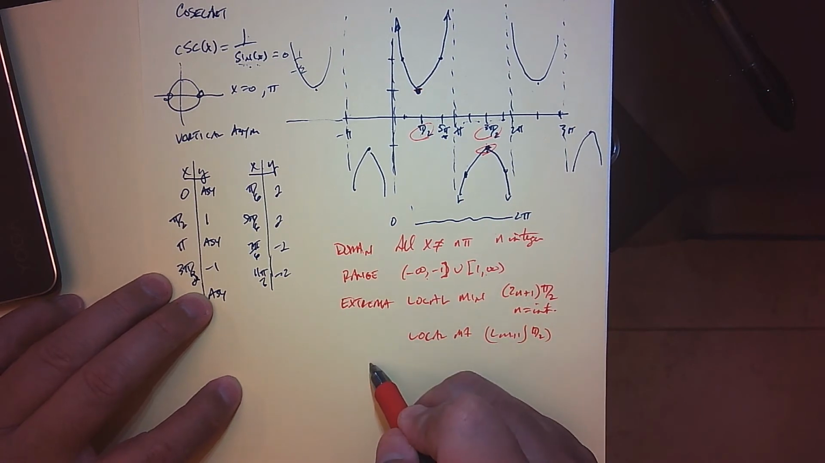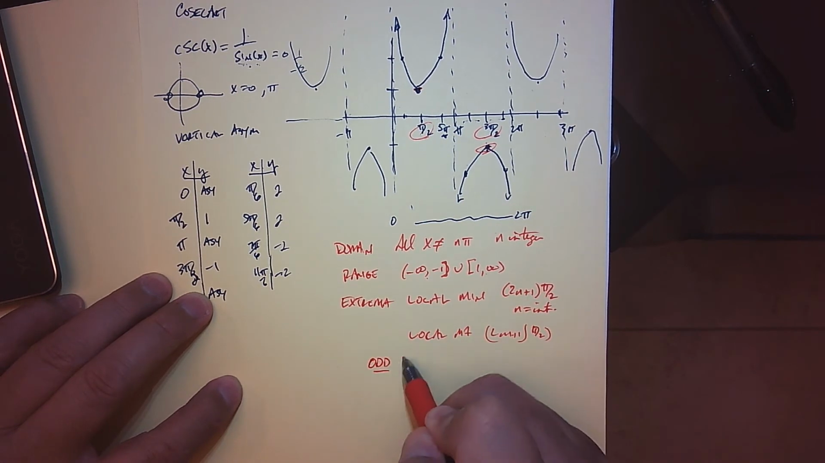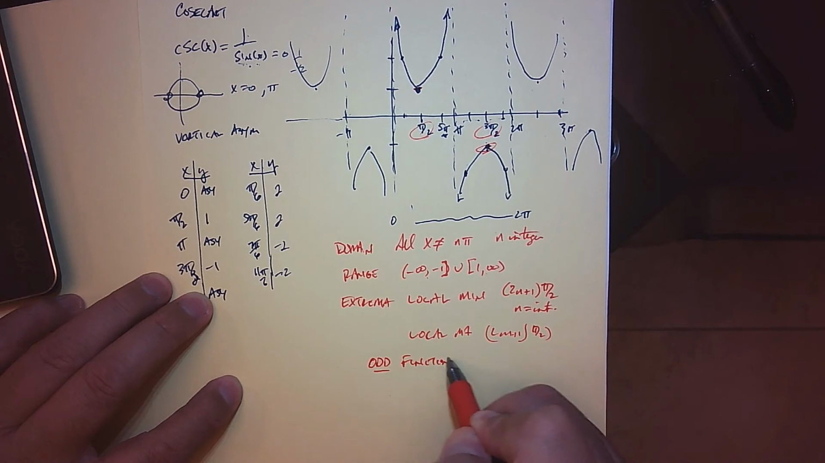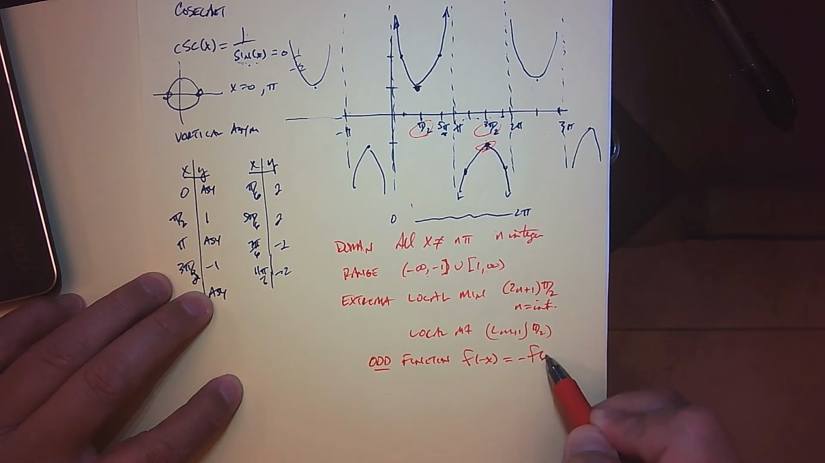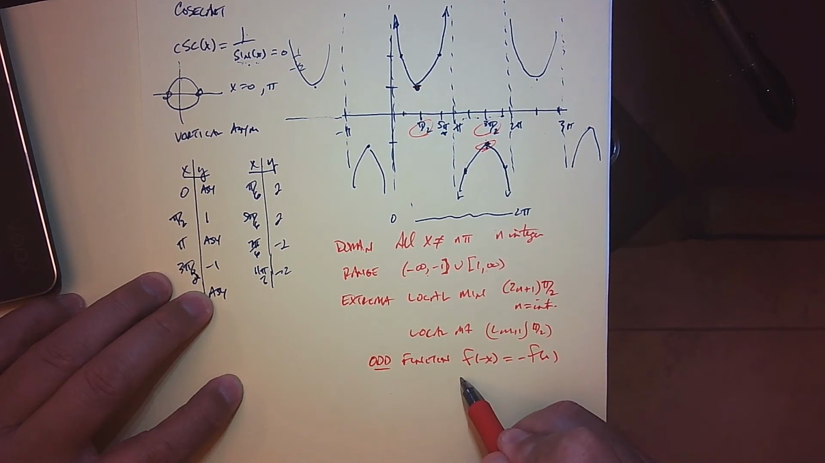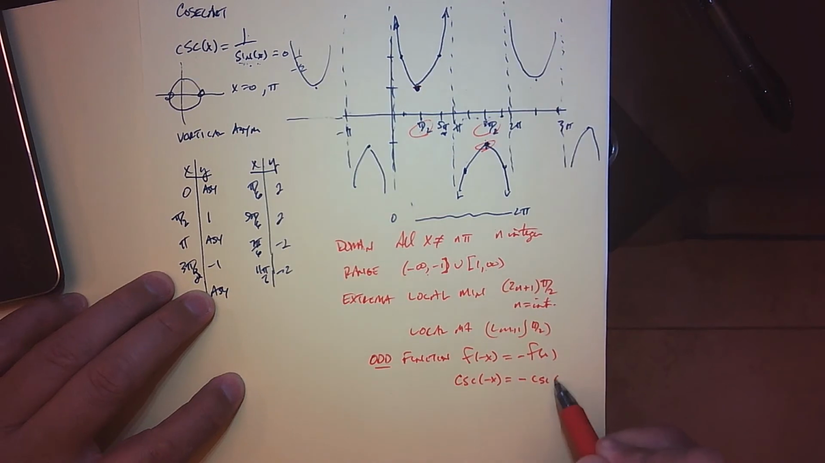This is also what we call an odd function. Mathematically speaking, that means that f of negative x is equal to negative f of x. So that basically means that the cosecant of negative x is negative cosecant of x.